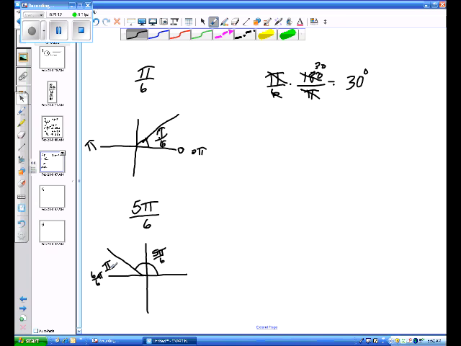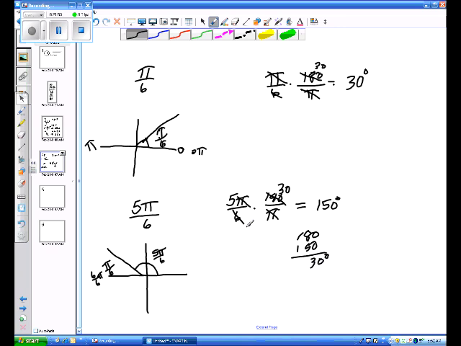6/6 minus 5/6 is pi over 6. Okay, let's see what our angle would be in degrees. So 5 pi over 6 times 180 over pi. Our pi's cancel. 6 goes into 180 30 times. 5 times 30 is 150. So our angle in degrees would be 150. Our reference angle then would be 180 minus 150, or 30 degrees.